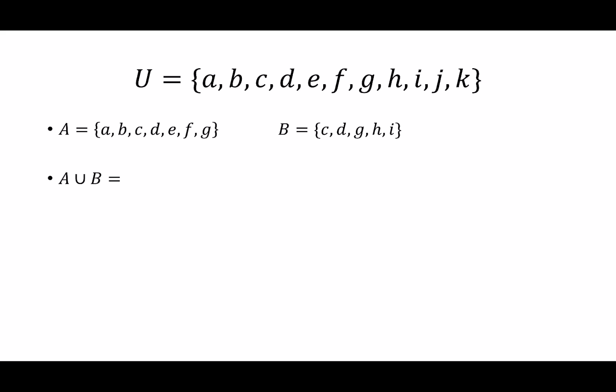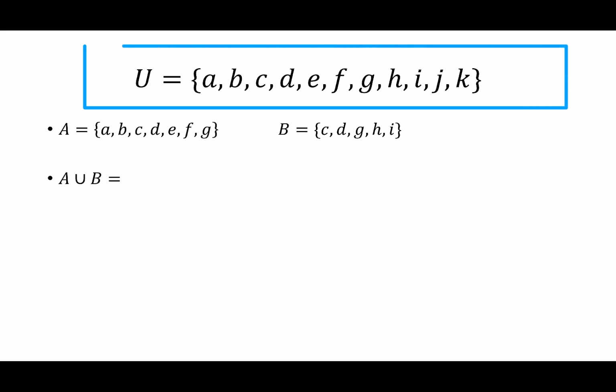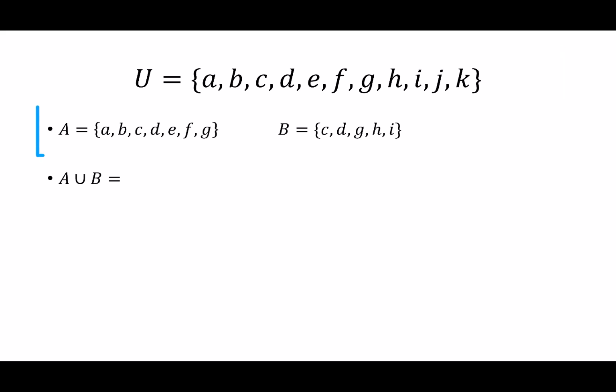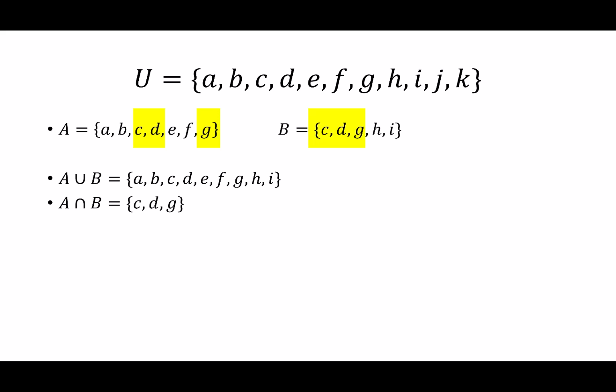Let's look at this a little more formally with sets. Let's start off with a universal set U that's equal to the set A, B, C, D, E, F, G, H, I, J, K. I'm going to define A to be the set A, B, C, D, E, F, G. B is the set C, D, G, H, I. Let's start by finding the union. This means we're putting these two sets together. I'll grab A, B, C, D, E, F, G from set A, then I'll add on H and I from set B. If I do A intersect B, I'm looking for all elements that belong to both sets A and B. That would be C, D, and G.